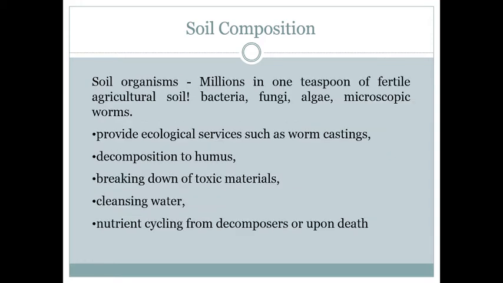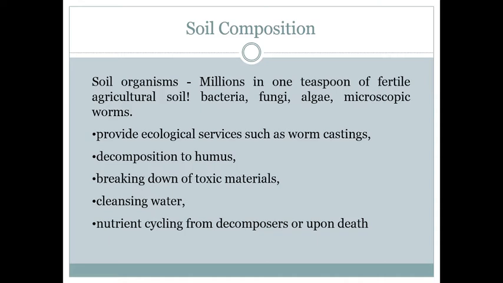Now, we have also soil organisms. Primarily, millions of organisms are present in the soil, millions in just one teaspoon of fertile agricultural soil. So what are those organisms present? We have bacteria, fungi, algae, and microscopic worms. An example of microscopic worms, I'm not sure if you're familiar, are nematodes.